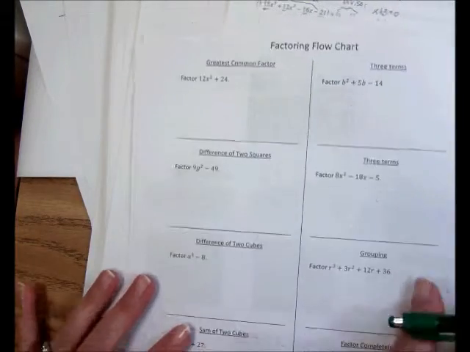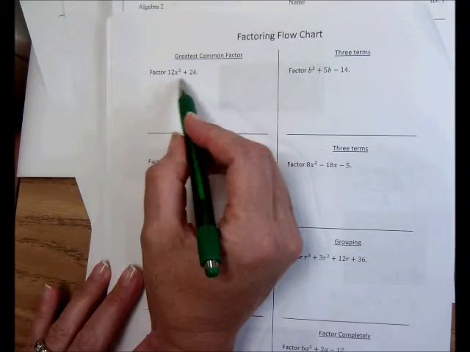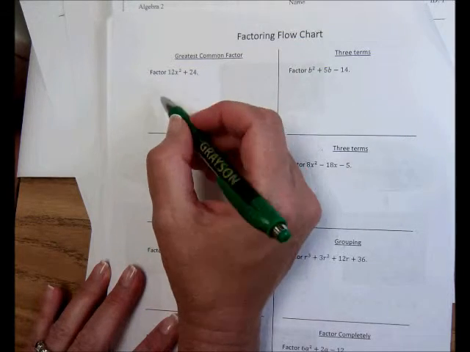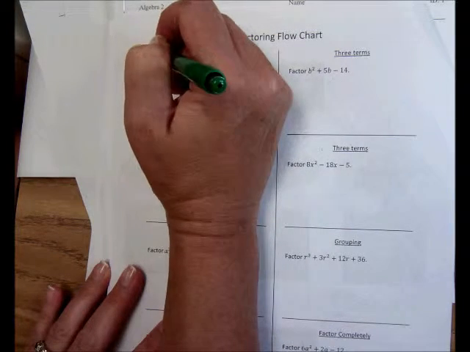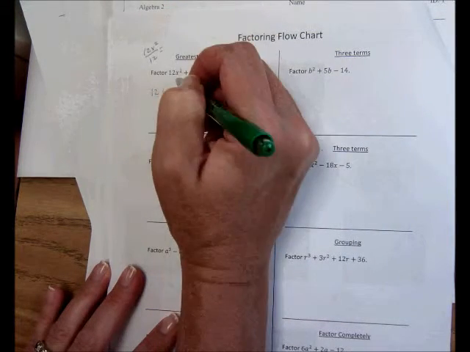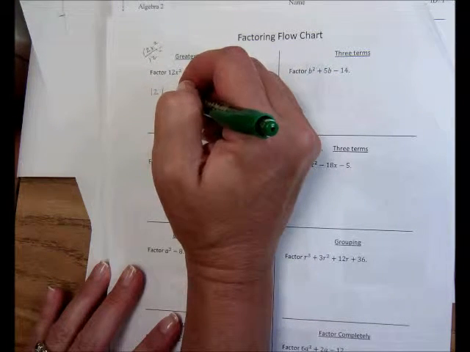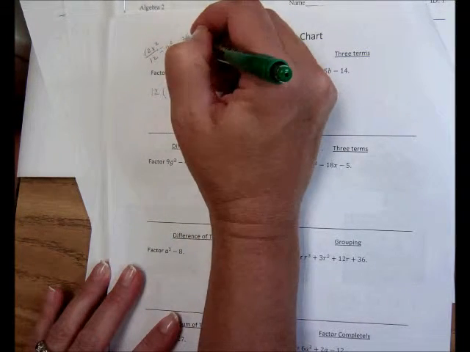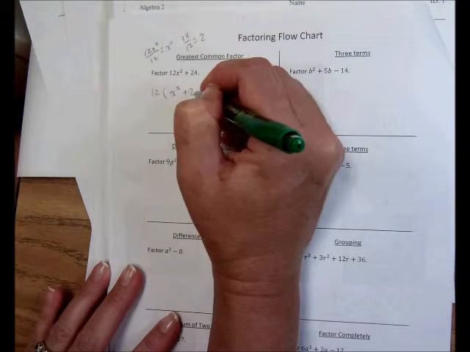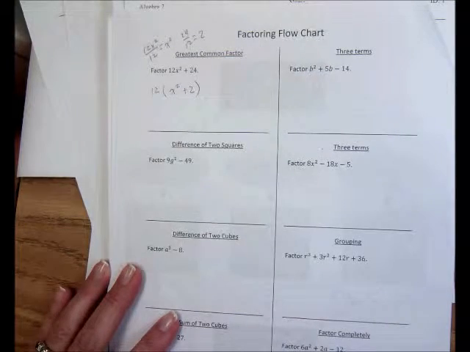So looking at the back of the first page are all sorts of different examples of the different types of problems you will see. The first type of problem you may see is when you have terms that have a greatest common factor. I can factor out a greatest common factor from each of the terms, and in this case my greatest common factor is 12. So I take 12x squared and divide it by 12, and that's x squared. Then I take 24 and divide it by 12, and that's 2. So I'm left with 12 times x squared plus 2, and I can't factor that any further.